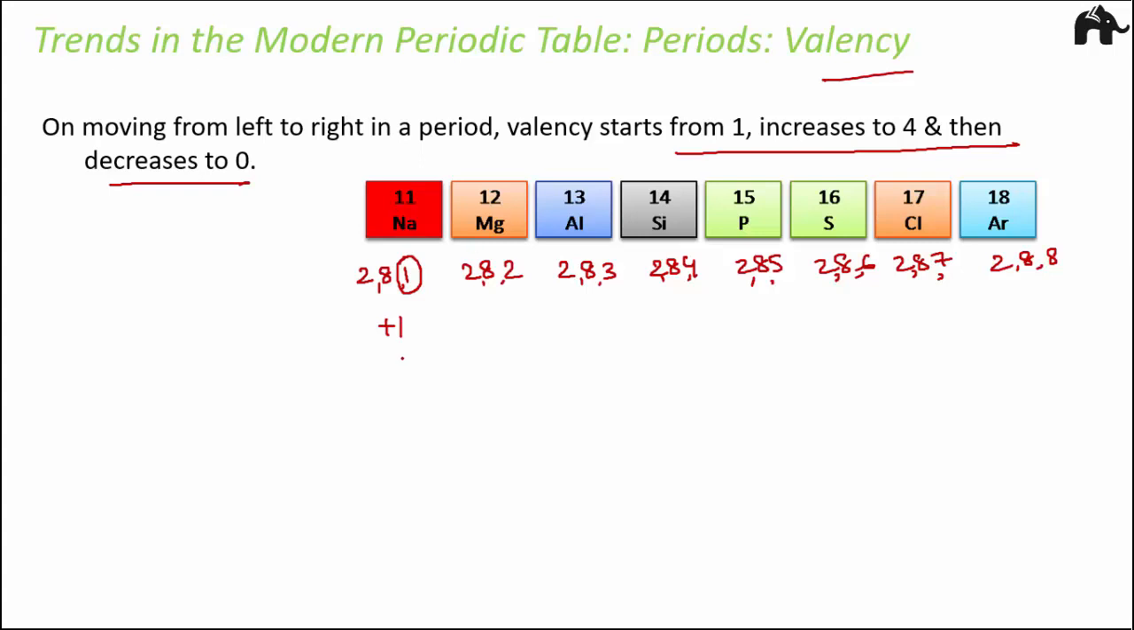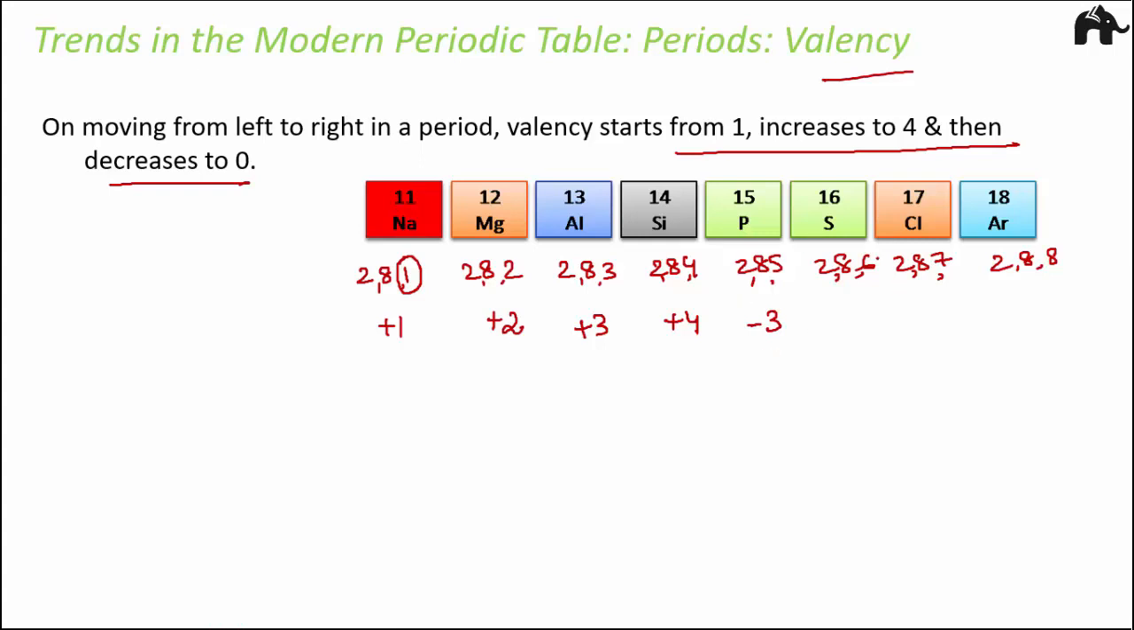What about magnesium? It wants to release 2 electrons, so the valency is +2. Aluminium wants to release 3 electrons. Silicon wants to release 4 electrons. Phosphorus wants to release 5 electrons. Is that right? No, because releasing 5 electrons is a big deal. It would involve a lot of energy. An easier way for phosphorus is to accept 3 electrons. Accepting 3 electrons is easier in terms of energy when compared to releasing 5 electrons. So therefore, for phosphorus, the valency would be -3.